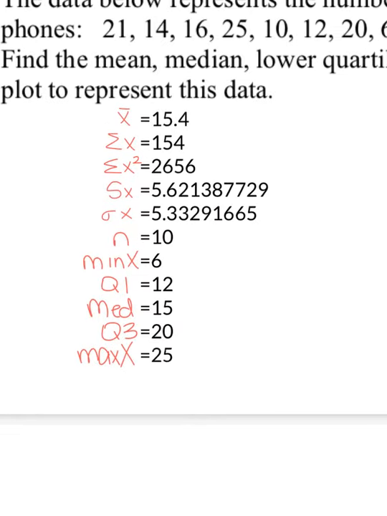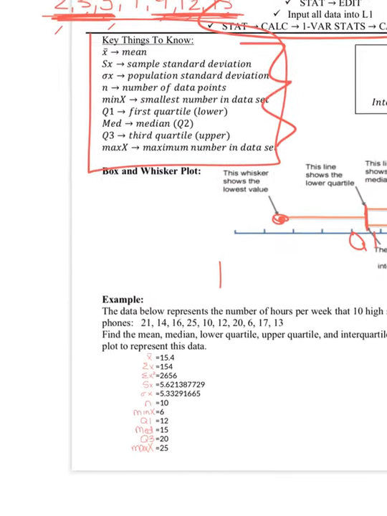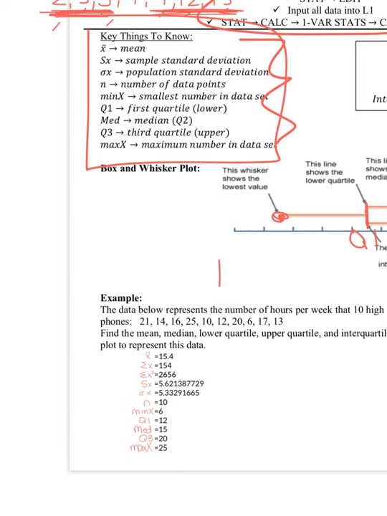So x-bar is the mean, the x with a little bar on the top of it. The next thing underneath, that weird E thing, that's actually a sigma. It's a Greek letter. That means summation. So the sum of the numbers is 154. Underneath that, the sum of the numbers squared is 2656. Underneath that, the sample standard deviation. Underneath that, the population standard deviation. And then n is the number of data points.